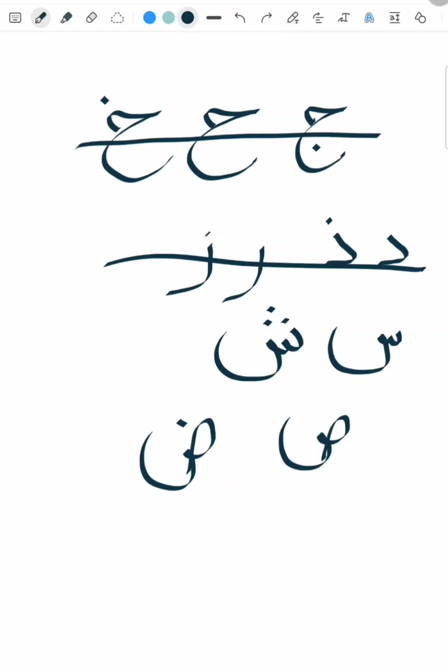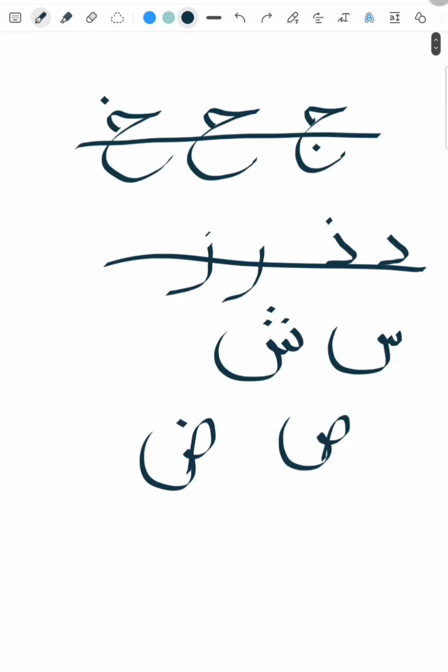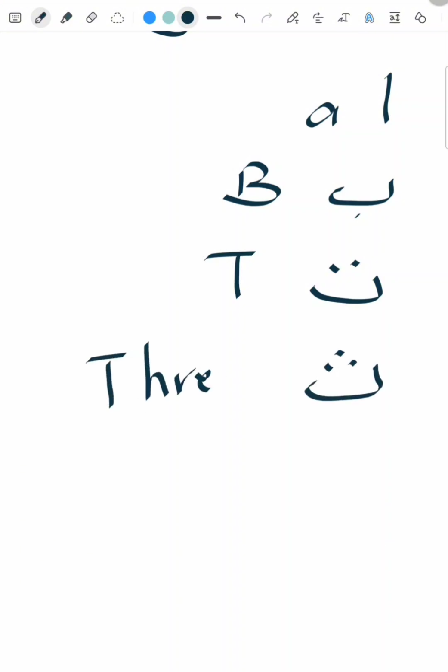I was away for a while, but now we're here to continue, because last time, let me just scroll this up a little bit. Last time we learned the first letter, which is A, equivalent to A, and then we learned B, equivalent to B, and then T, equivalent to letter T, and then the letter Th, like three, Th. Alright, we're gonna continue from here.